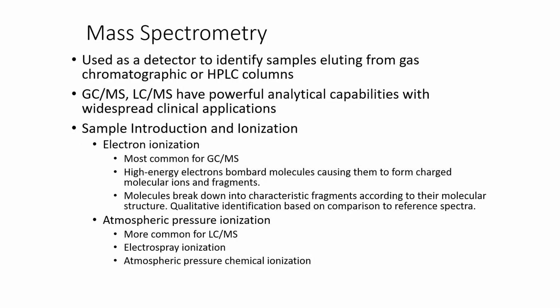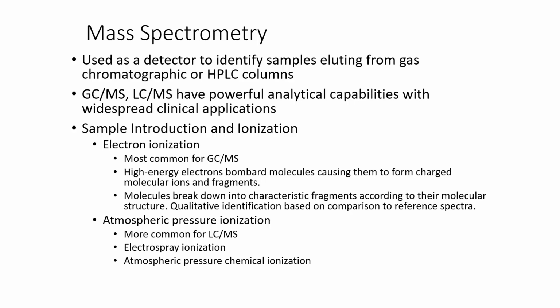Mass spectrometry is used as a detector to identify samples that are eluting from gas chromatographic or HPLC columns. So we have GC-MS, gas chromatography mass spectrometry, or LC-MS, liquid chromatography mass spectrometry. And they have powerful analytical capabilities with widespread clinical applications.